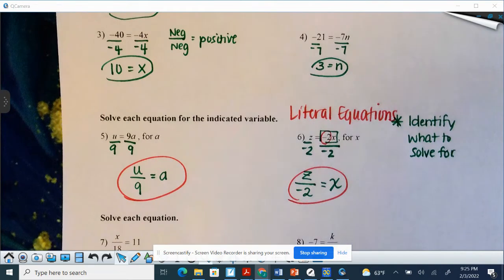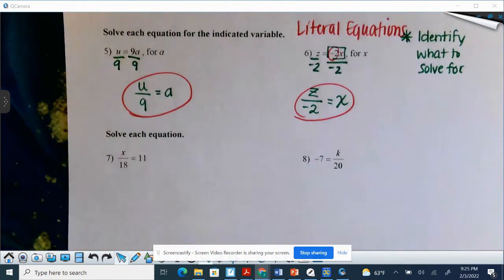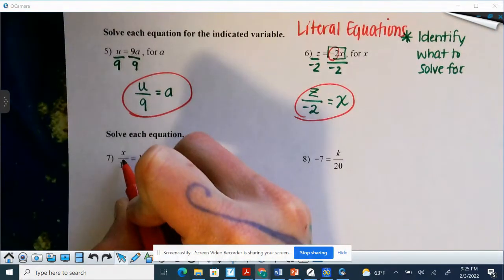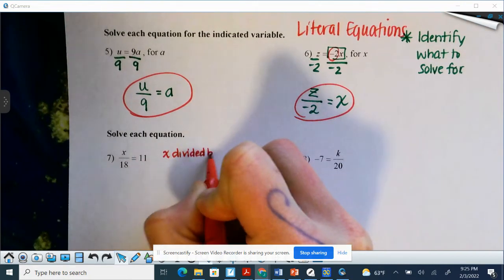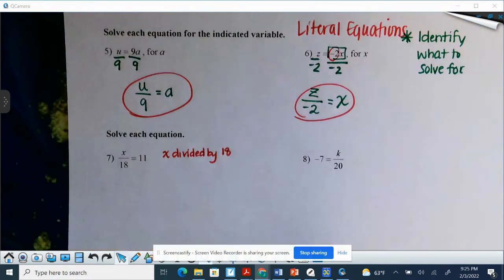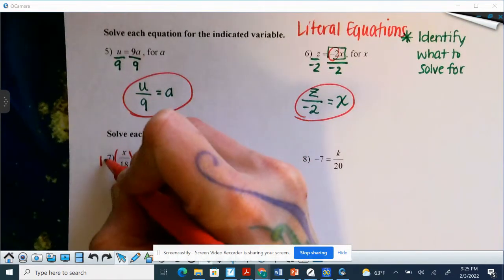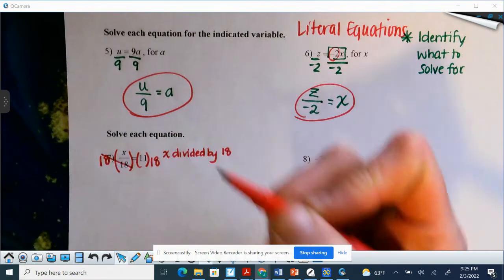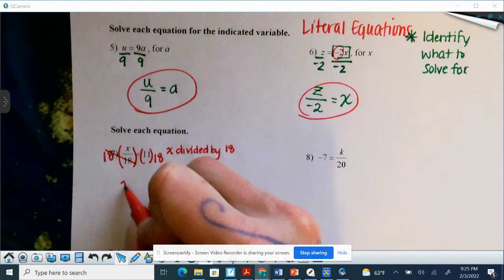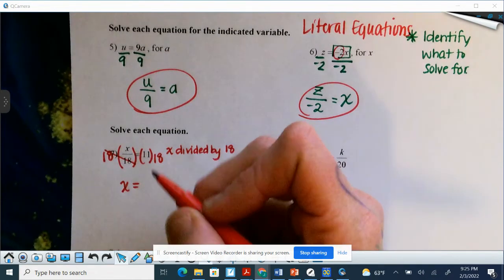All right, so another really basic review before I end this video and start the second one on solving one-step equations. So this is x divided by 18. We said the inverse of division is multiplication. So we're going to multiply this side by 18, and we're going to multiply this side by 18. That's going to make these 18s go away. And so I have x equals 11 times 18, and that's going to give me 198.